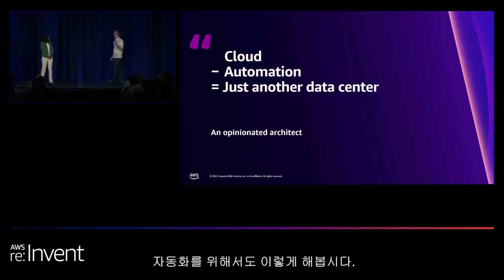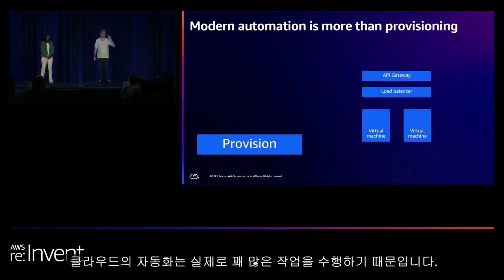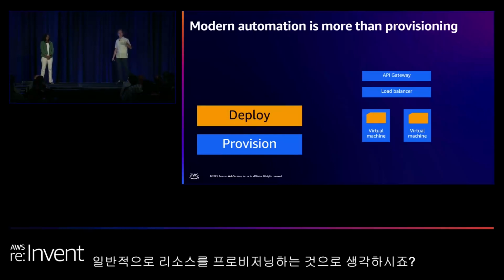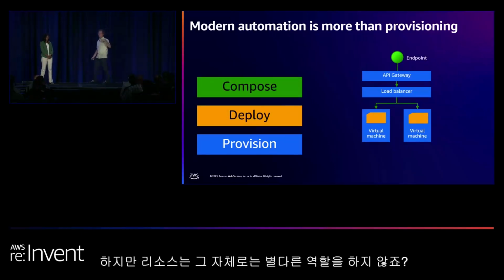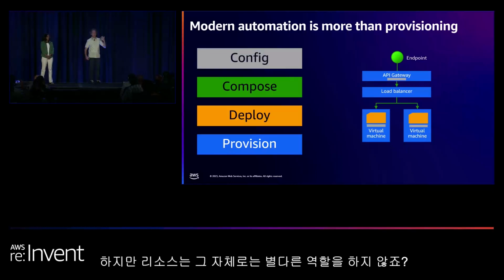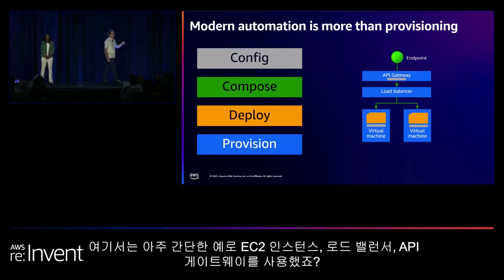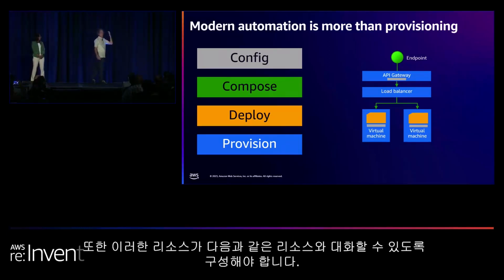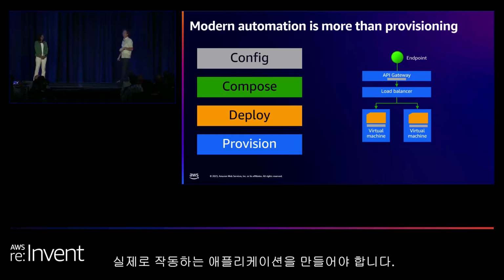Now, as an architect, I always like to break things down and understand better the nuances. So let's do this for automation as well. Because automation in the cloud does actually quite a few things. We commonly think about it as provisioning resources, right? And that's great, but by themselves, the resources don't really do much, right? I use a very simple example here of some EC2 instances, load balancer, API gateway. You need to deploy code onto these instances, but then you still have just disconnected pieces. You also need to compose. You need to configure what talks to what so that these resources actually make a working application.